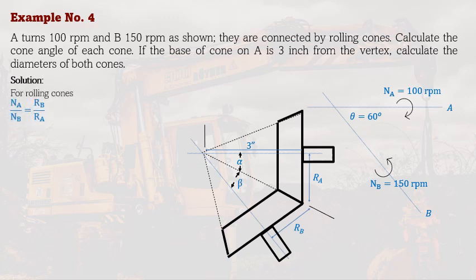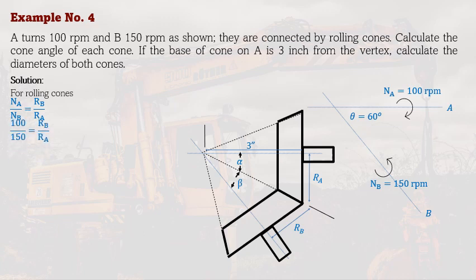For rolling cones, we have the relationship NA over NB is equal to RB over RA. So they are just the inverse of each other. If we examine the figure, A has a smaller speed and B has a larger speed. This is the reason why A would be the larger cone in terms of diameter, because it is rotating at a smaller speed, based on the inverse relationship.